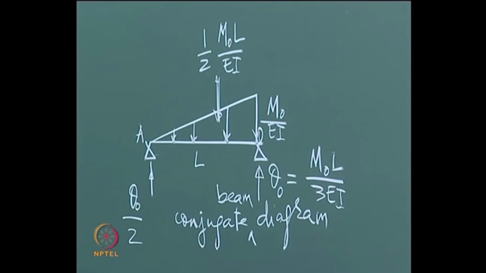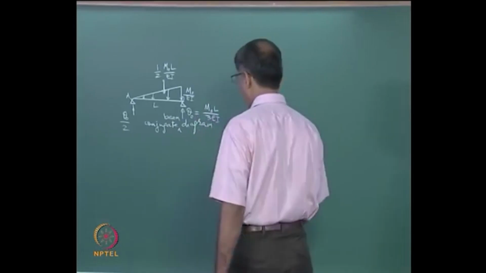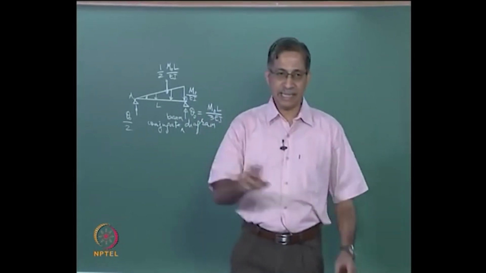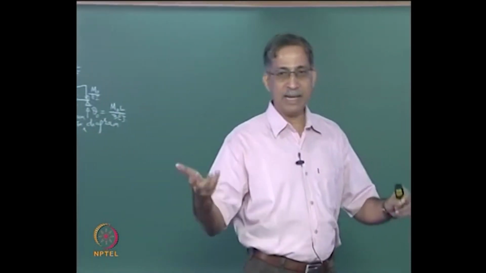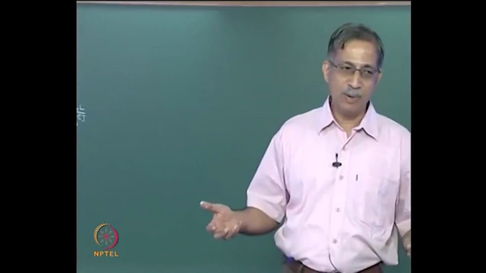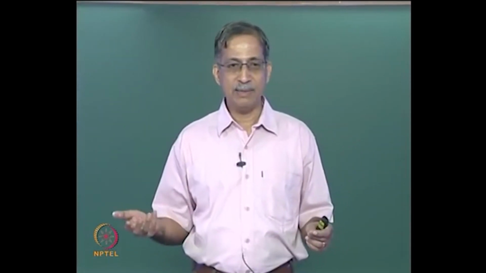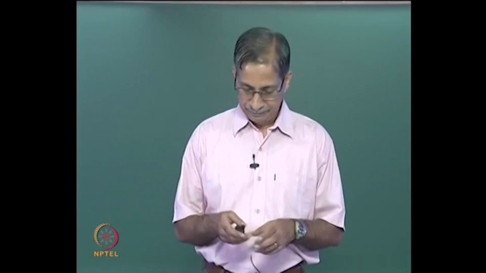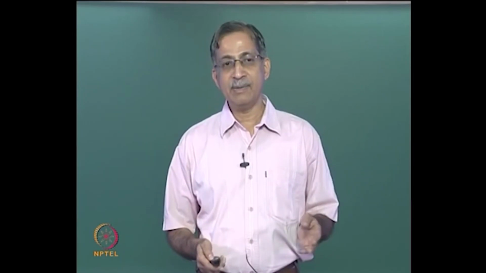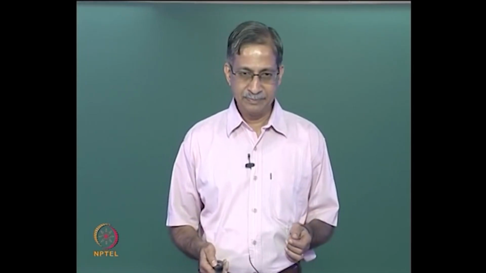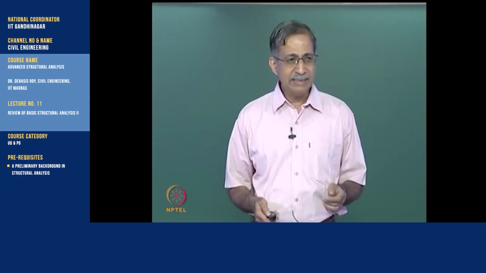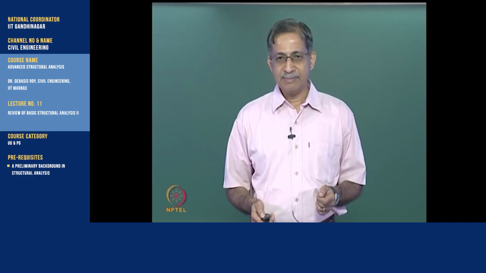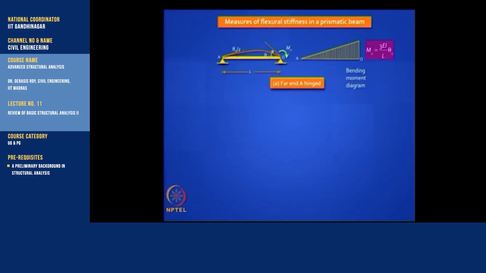Okay. So this is a measure of rotational stiffness. When I take a simply supported beam and apply a moment at one end, the rotation will be given by m0 L by 3 EI, good, and at the other end it will be m0 L by 6 EI. Here the far end is hinged. This is the bending moment diagram, this is what we derived.